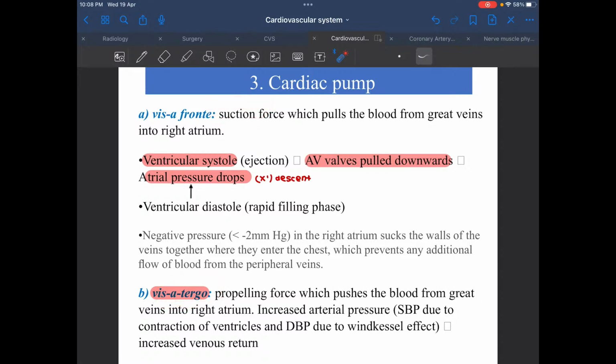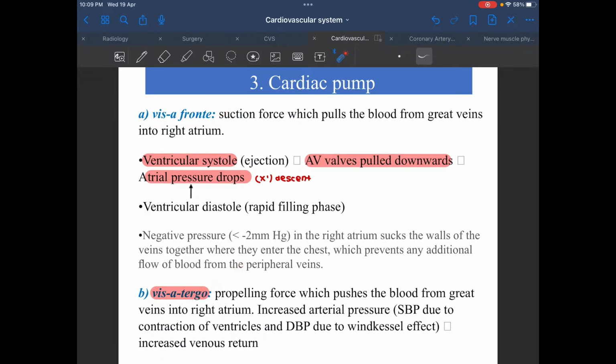What is vis a fronte? Vis a fronte suggests that whenever there's going to be a ventricular systole, that's going to pull the AV valve downwards, as we've already seen, due to the papillary muscle activity to prevent the overturning of the valves. It's going to pull the AV valves downwards, and because of this atrial pressure is going to drop. On a JVP, that's known as the X dash or the X prime descent. Okay? So this negative pressure in the right atrium is going to suck the walls of the veins together before they enter the chest. And because of this, all the blood which is in the peripheral veins is going to go there. So in short, a vis a fronte force is a suction force.